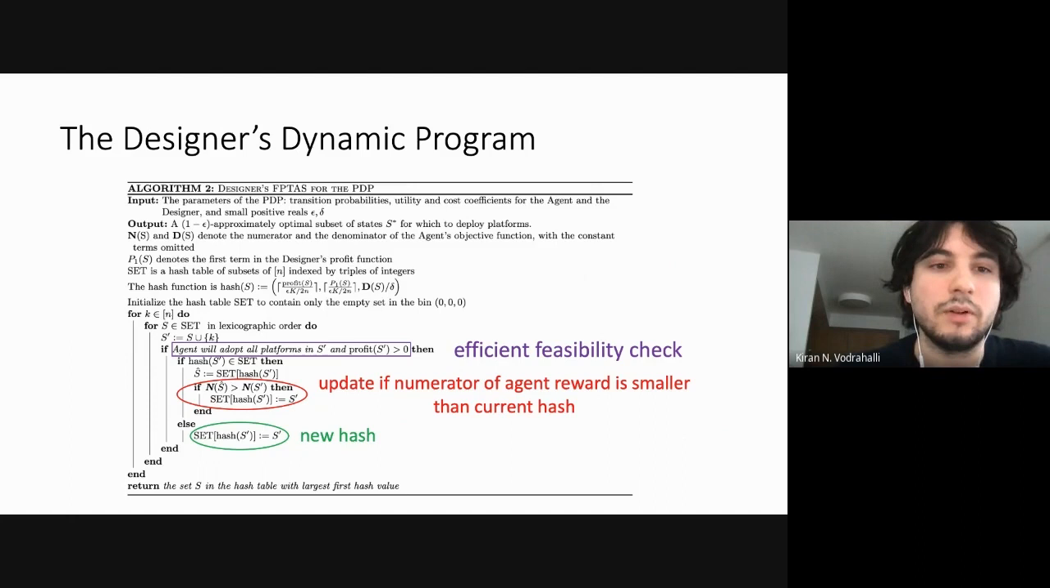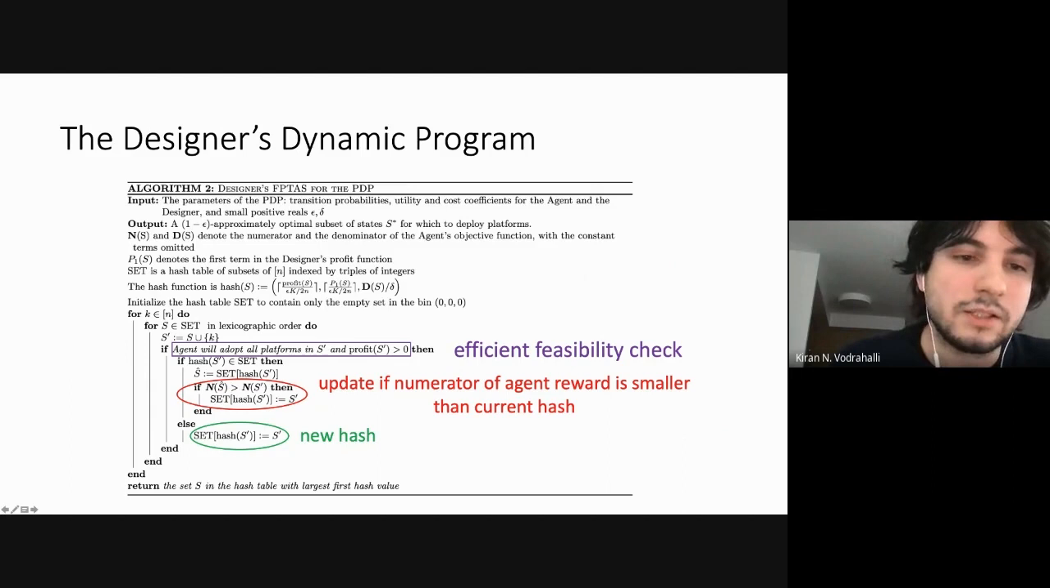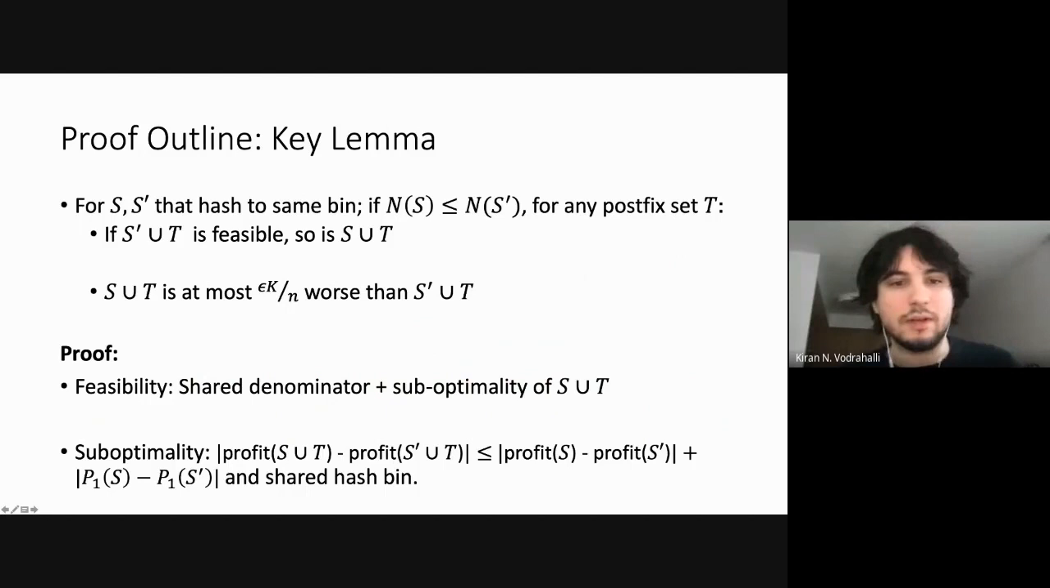Okay. And this is going to end up being polynomial time, because the size of the hash table is polynomial, and our checks are all polynomial. So let's do an outline of the proof. It's a relatively standard proof.